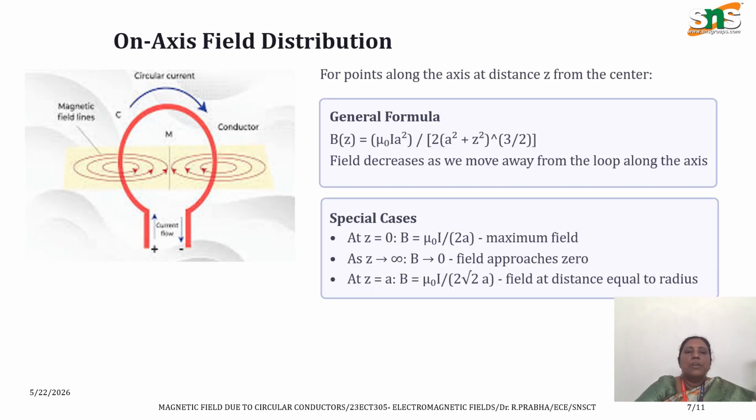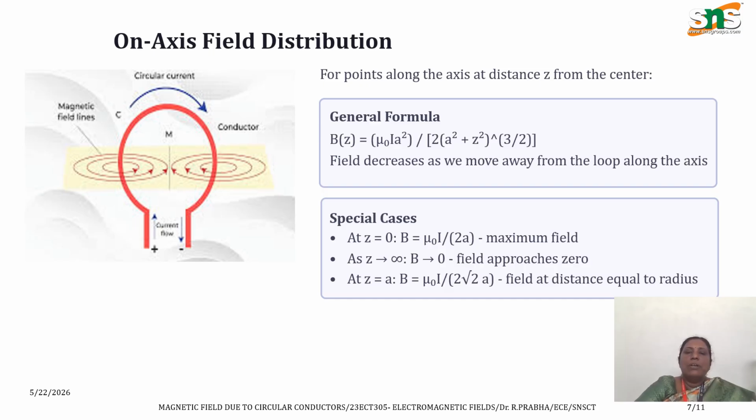The axis field distribution is shown in the diagram. For points along the axis at distance z from the center, the general formula is magnetic flux density B equals mu naught I a squared divided by 2 multiplied by a squared plus z squared to the power 3 by 2. From the formula we can understand that the magnetic field decreases as we move away from the loop along the axis.